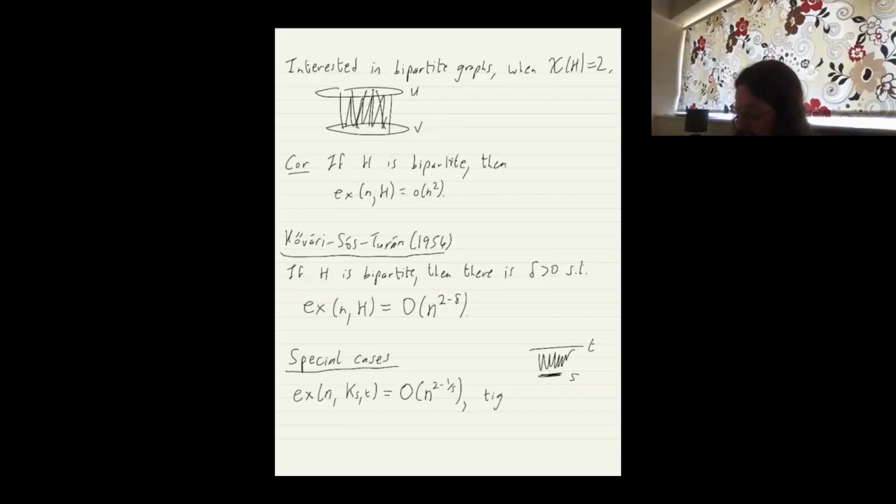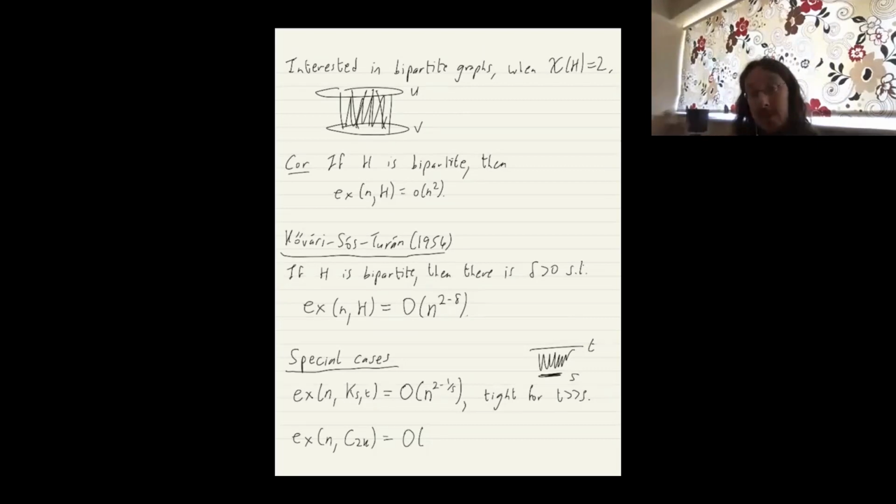It's tight for t much larger than s. So somehow when t is much bigger than s, this is a sharp bound. And the other case that's been studied a lot is the extremal number of even cycles. So an even cycle is just of length 2k, just 2k edges in a row, or 2k vertices in a row in a cycle. And in that case, it's known that the extremal number actually drops off to 1.